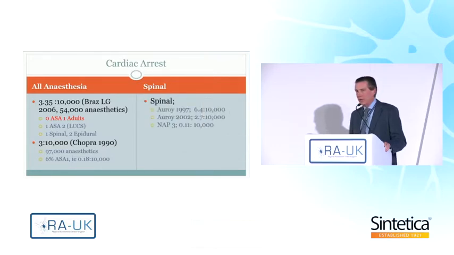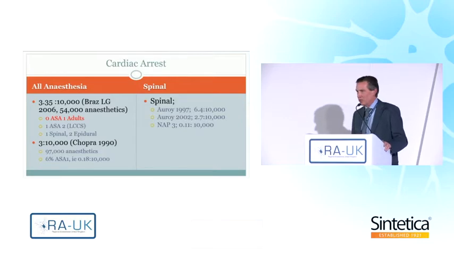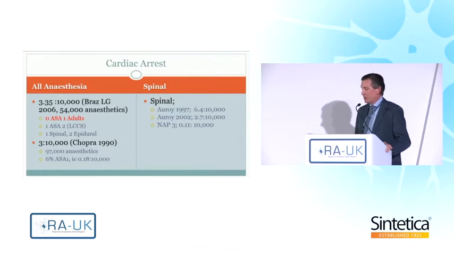Spinals. Roy in 97, rather worryingly, presented 6.4 in 10,000 patients. By 2002, the French had got better at doing spinal anesthesia, and it had got to a mere 2.7. And NAP3 only recorded 0.11 cardiac arrests in 10,000. But NAP3 themselves admit that it is considerably underreported because the NAP3 study was not designed to detect things like cardiac arrest. It was concentrating on neurological damage. Nevertheless, you might say, well, 0.11 to 0.18 is about the same. And don't forget, these are mostly high-risk patients.